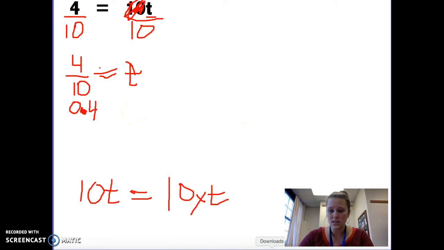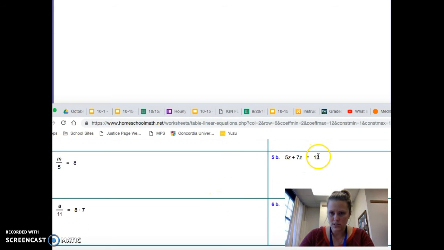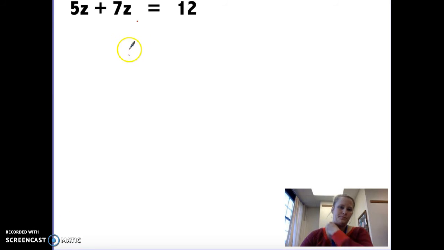Let's do one of the harder ones on the worksheet, and then I'm going to let you guys work alone. Okay, so let's pull that up. I think I can do this without pausing you. Okay, let's do this one, 5B. It's kind of a harder one.